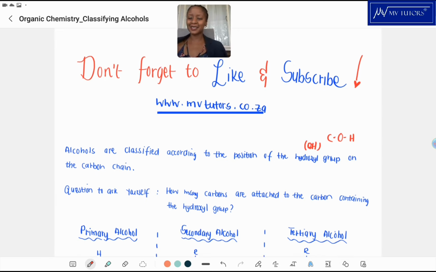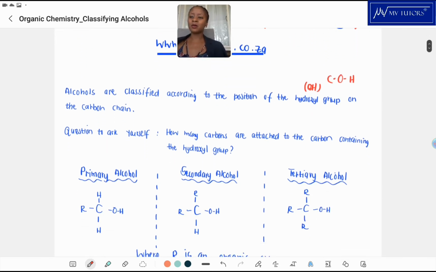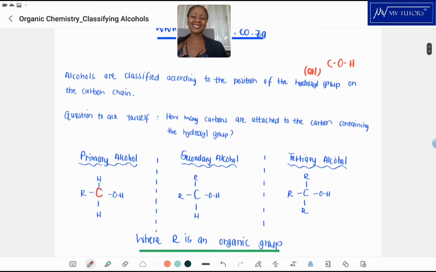Alright, so let's just see. With a primary alcohol, let's say you have your carbon over there. You have your hydroxyl group, and then this carbon is attached to a hydrogen, and R. R in this case is an organic group. So in this case, your carbon that is attached to the hydroxyl group is attached to another carbon, just one carbon, and therefore we call it a primary alcohol.